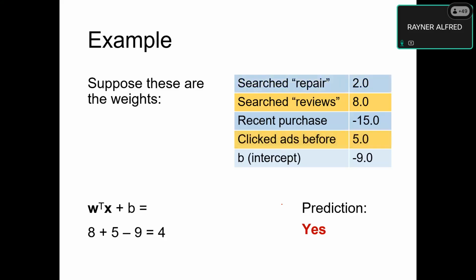If we have these two, search review and click ad before, so yes. If the guy has clicked the advertisement before, then the chances of this customer clicking on advertisement related to refrigerator is high also.